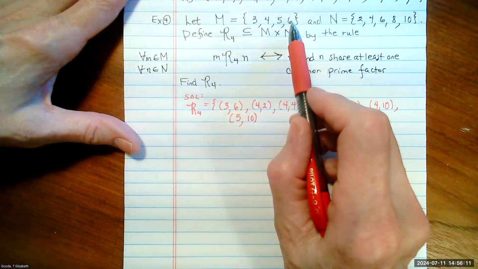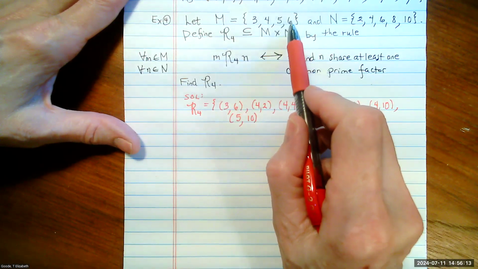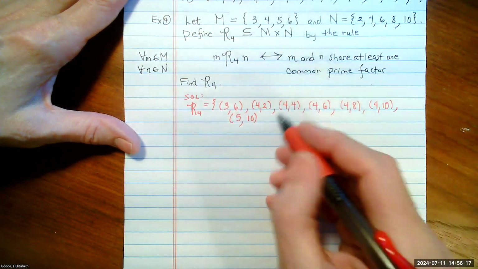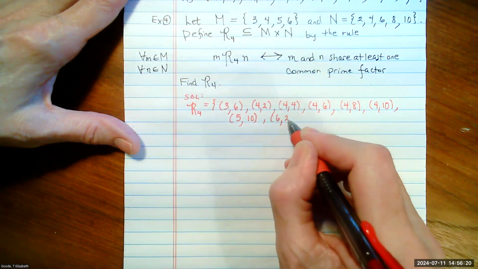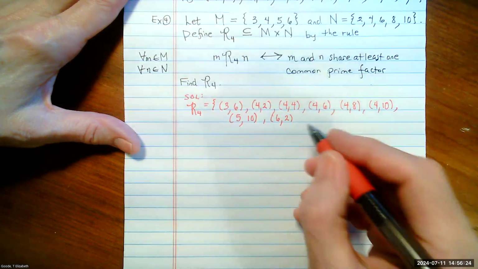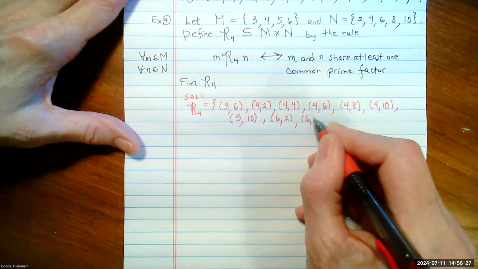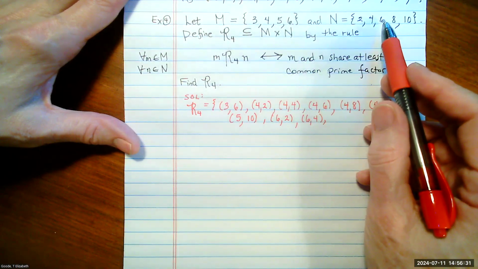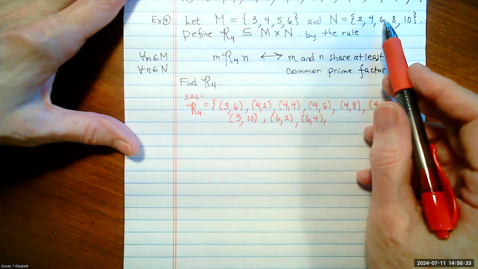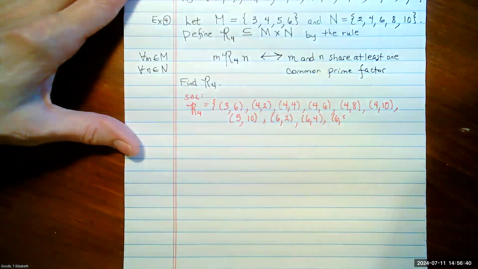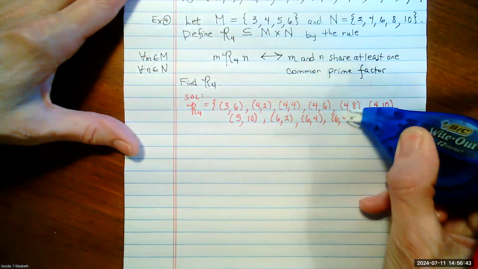Let's look at 6. It has factors 2 and 3. Well, so 6 will be related to 2. 6 will be related to 4 because they both have 2 as a common prime factor. 6 will be related to 6 for 2 different reasons. 6 shares the prime factor 2 with itself, and it also shares the prime factor 3 with itself. In any case, that's enough to get (6, 6) in there.